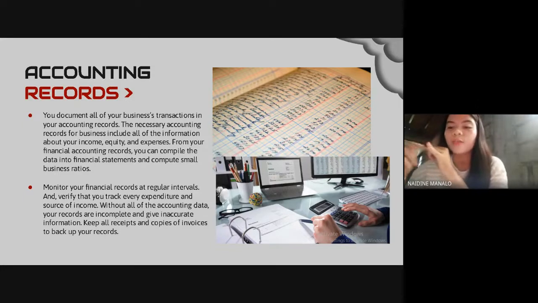From your financial accounting records, you may compile the data into financial statements and compute all business ratios. Monitor your financial records at regular intervals, just like monthly or quarterly, meaning after every 3 months, and verify that you track every expenditure and source of income. Without all of the accounting data, your records are incomplete and give inaccurate information. Keep all receipts and copies of invoices to back up your records.